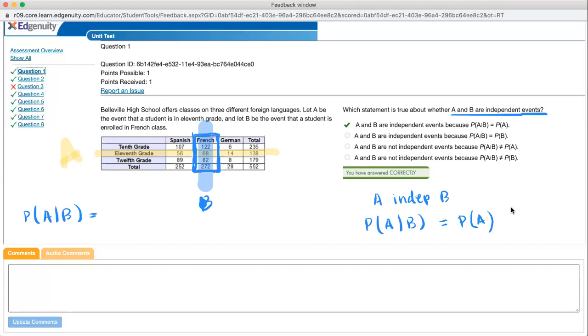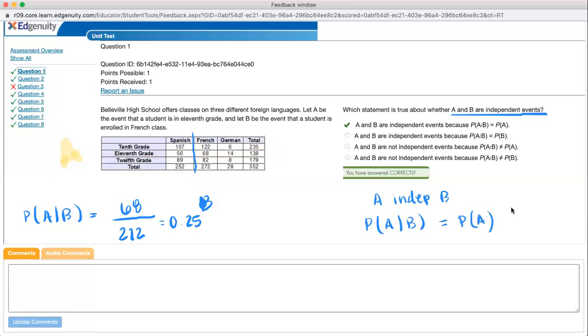So that is what I'm looking at. My probability is going to be the overlap, A and B right here. This is 68, given that it's B, so out of the total, which is 272. When I divide 68 by 272, I will get 0.25, or this will simplify to 1/4. Right.